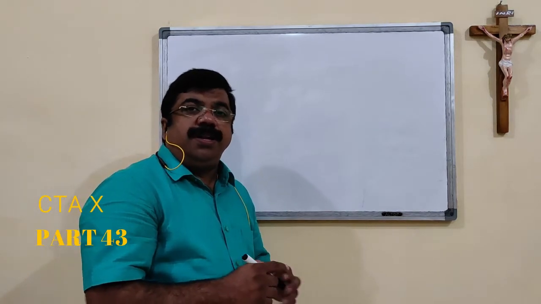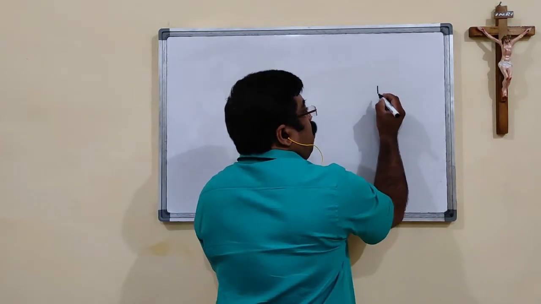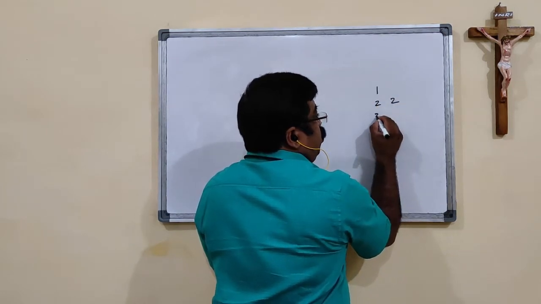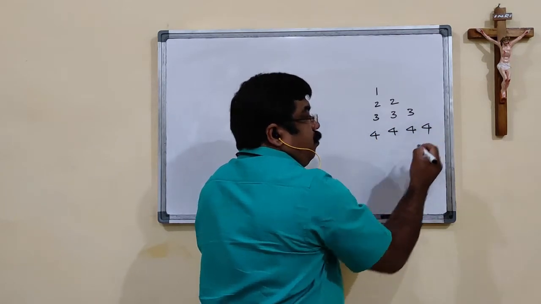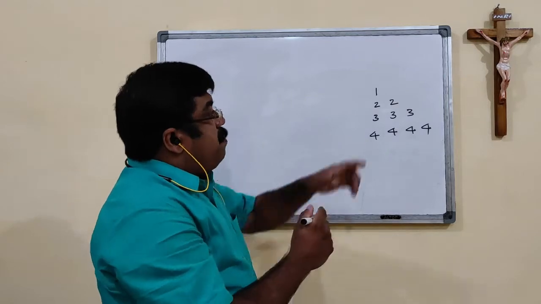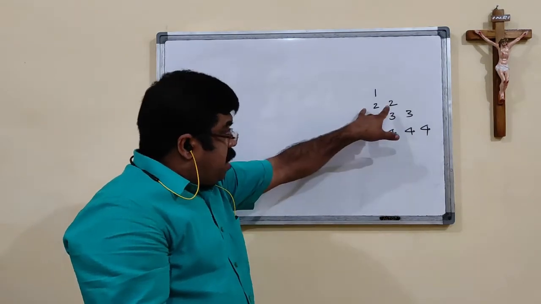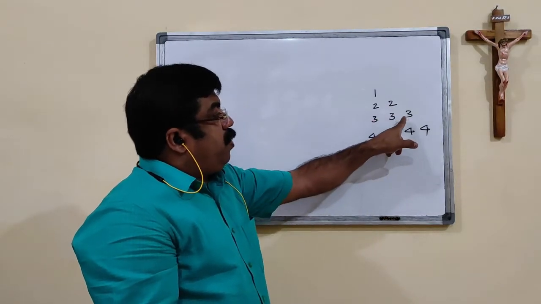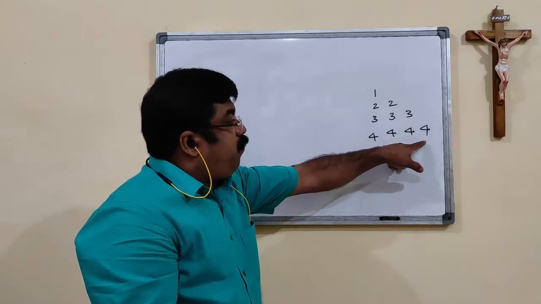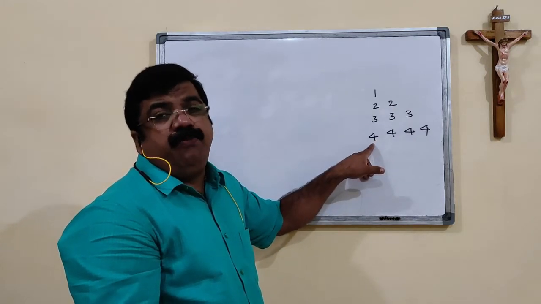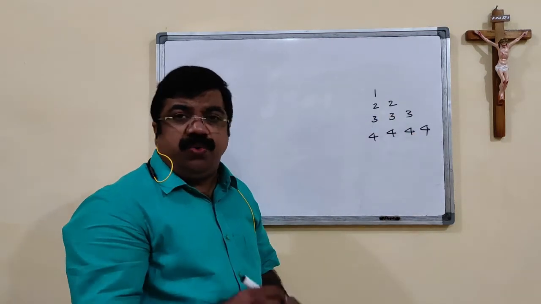Now let's see another program which is printing the output in the following format: 1, 2, 2, 3, 3, 3, 4, 4, 4, 4. See, in line number 1, 1 is printed. In line number 2, that line number is printed twice. In line number 3, the line number is printed thrice. And in line number 4, it is printed 4 times. So for this particular pattern, let's see what we shall do.